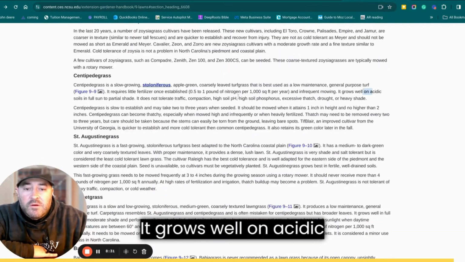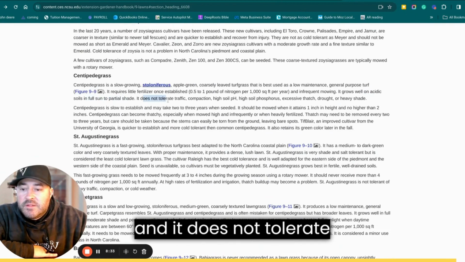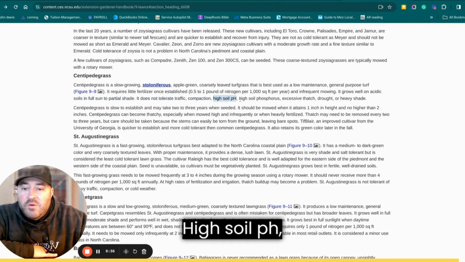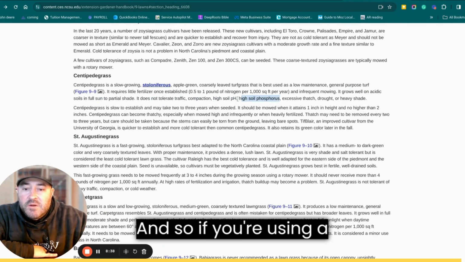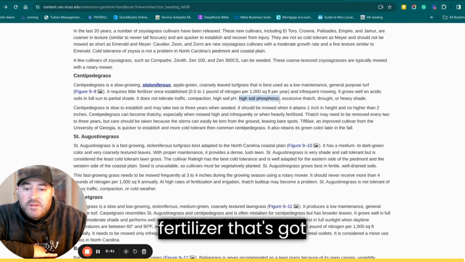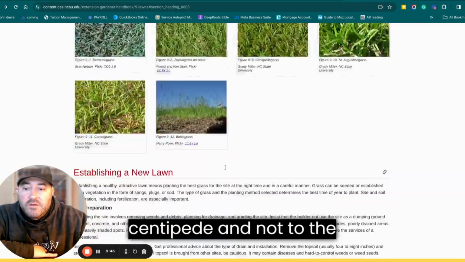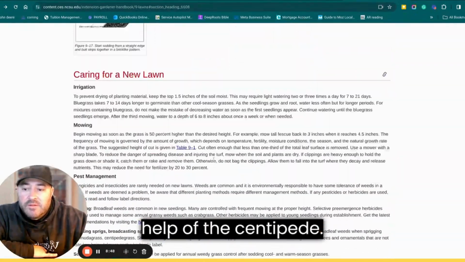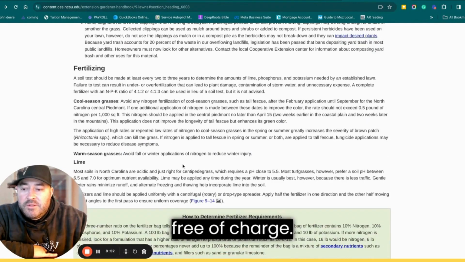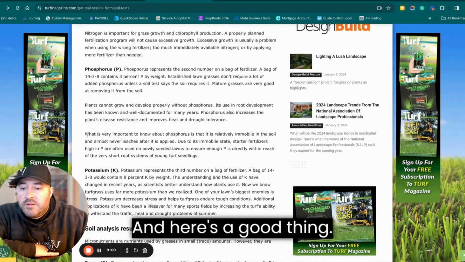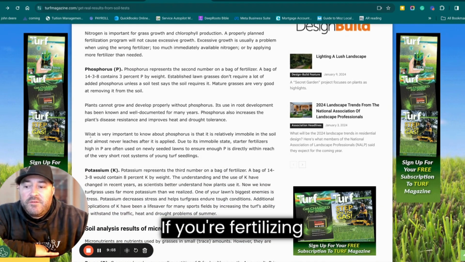It grows well on acidic soils and it does not tolerate traffic, compaction, high soil pH, or high phosphorus. So if you're using a fertilizer that's got phosphorus in it on centipede, you're doing it to the detriment of the centipede and not to the help of the centipede. That's just a bonus free of charge. And here's a good thing. If you're fertilizing centipede and it's got phosphorus in there, centipede doesn't like phosphorus.